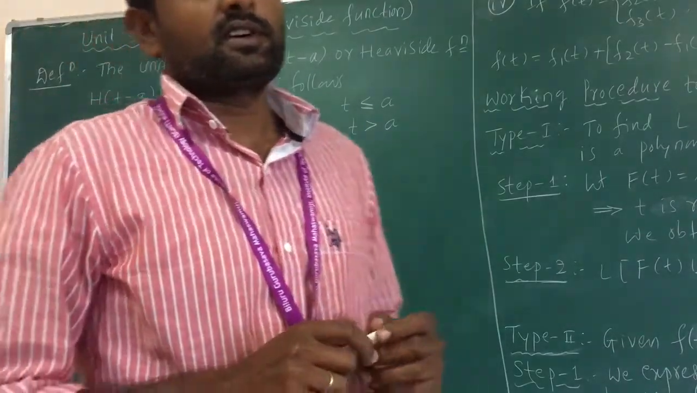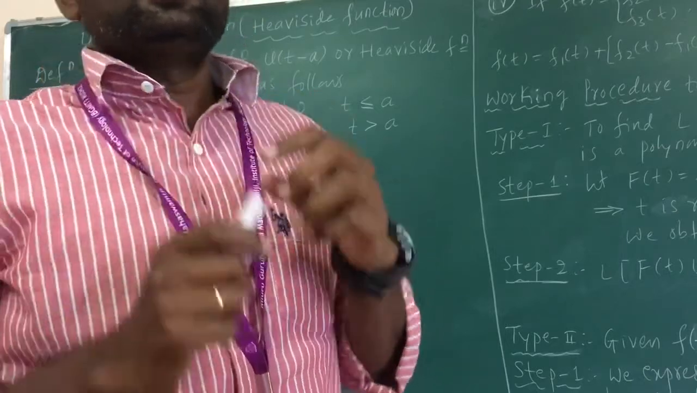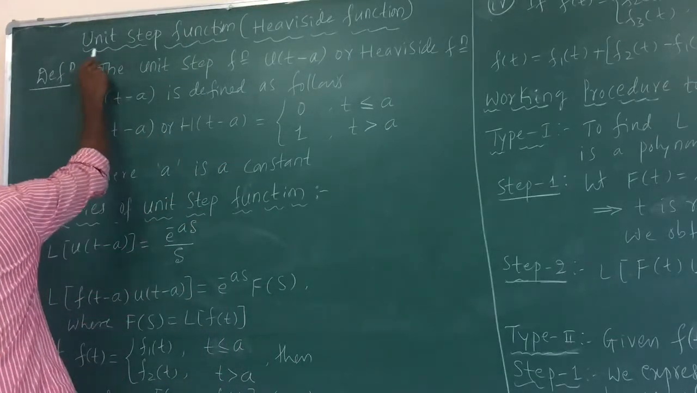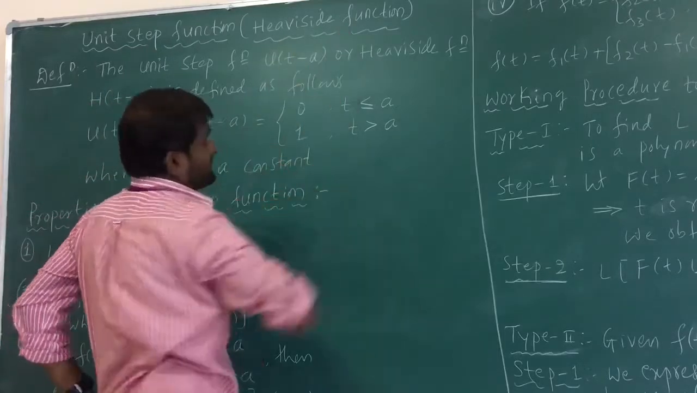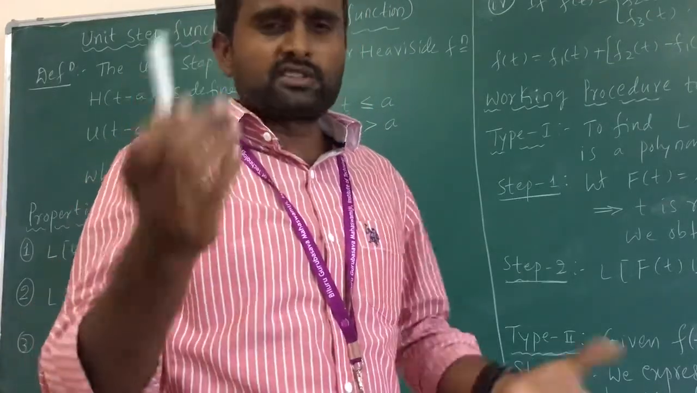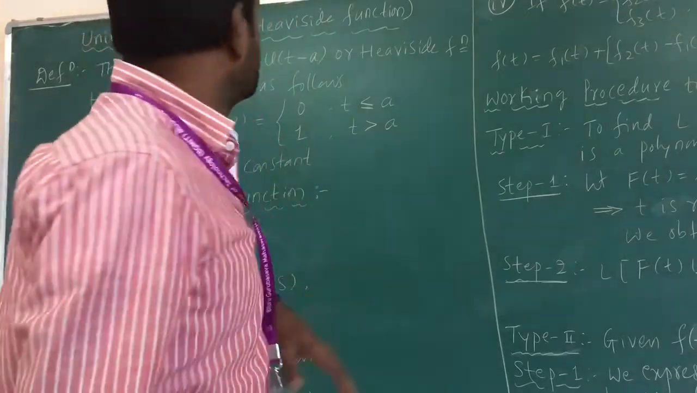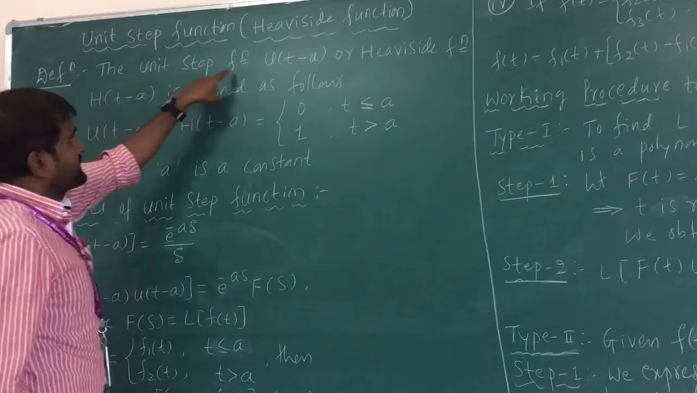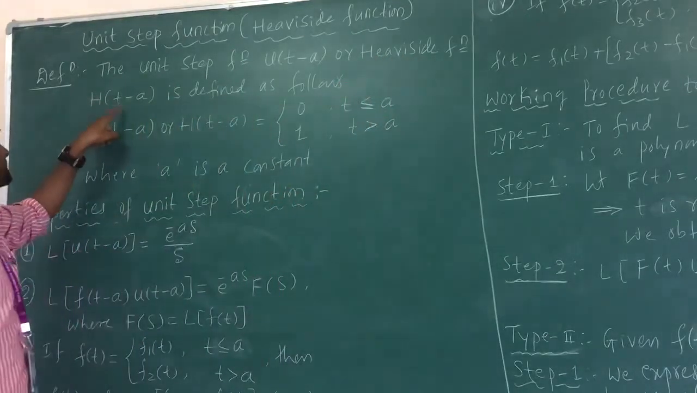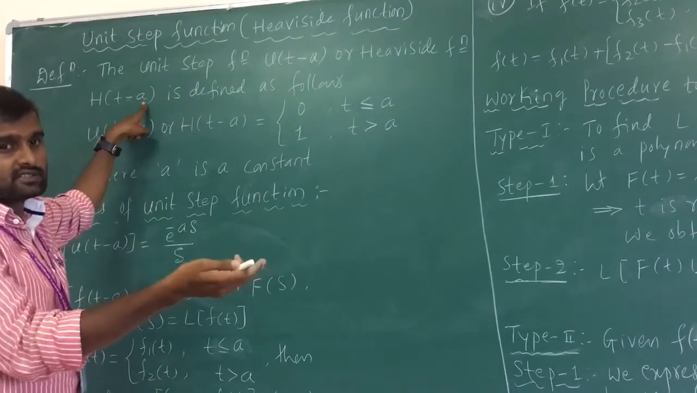the unit step function, the Laplace transform of the unit step function, or we call it the Heaviside function. Here I have written unit step function or Heaviside function. Usually if it is u, that is the unit step function. Both have the same definition, unit step or Heaviside function. The unit step function we denote as u of t minus a, or the Heaviside function is h of t minus a. Both are the same. Either you can call it the unit step function or the Heaviside function.